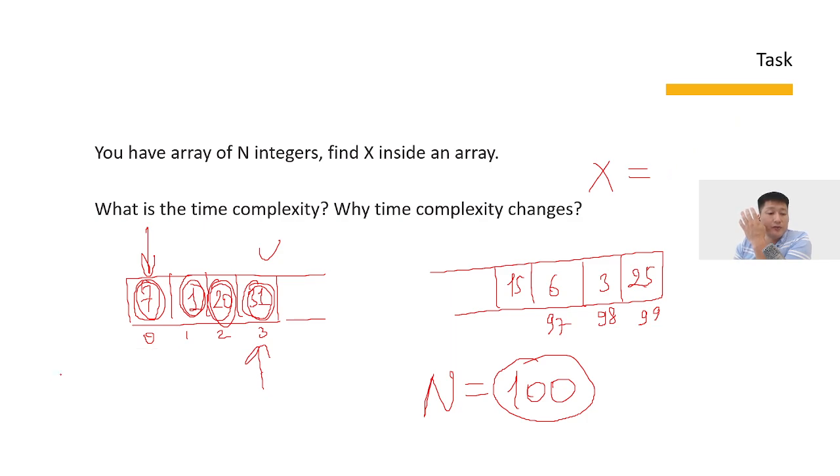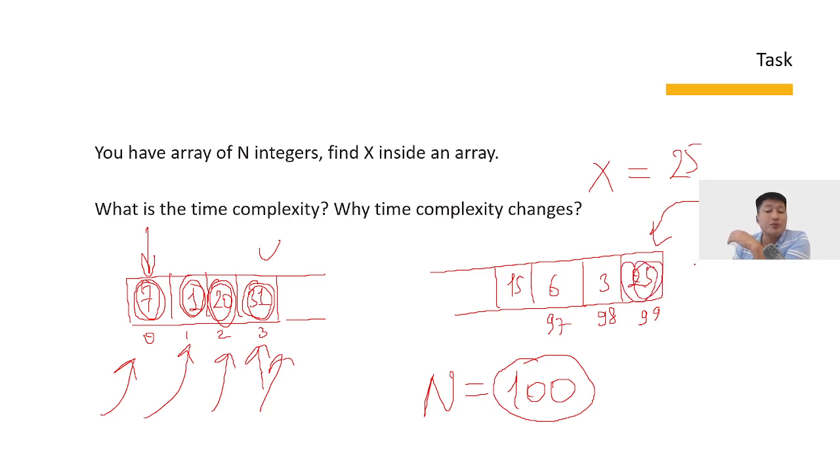Let's say we're searching for 25. We don't know where this 25 is in our array, so we're searching for 21. How many comparisons will we do? We will again start, for example, from the beginning, and compare it with each number, okay? And only at the end will we find that we have 25 here.